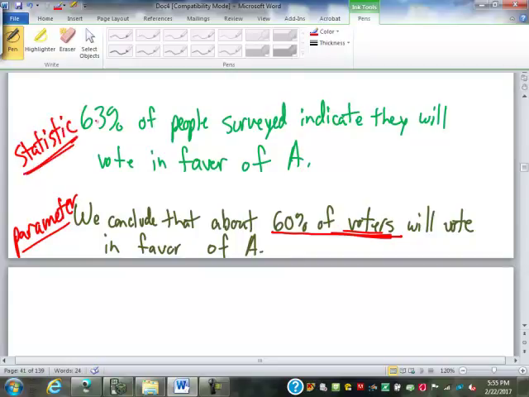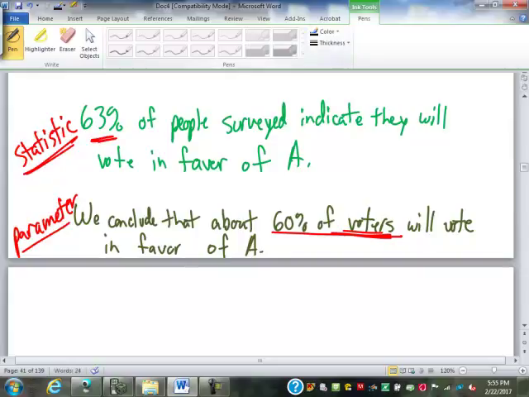because it is making a statement about that survey. And it says right in there, 63% of people surveyed indicate they're going to vote for it. Generally, a statistic is more exact because we're just making that exact statement about our sample. The parameter is usually a little bit more generalized, about 60% or at least 60%, sometimes it'd be stated, because we're taking the information from that survey and we're now generalizing it, applying it to the whole population.